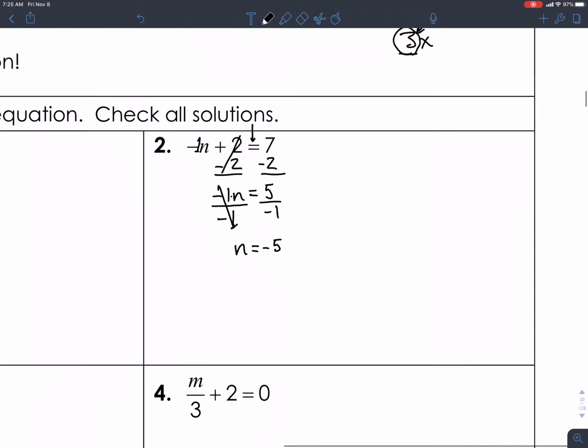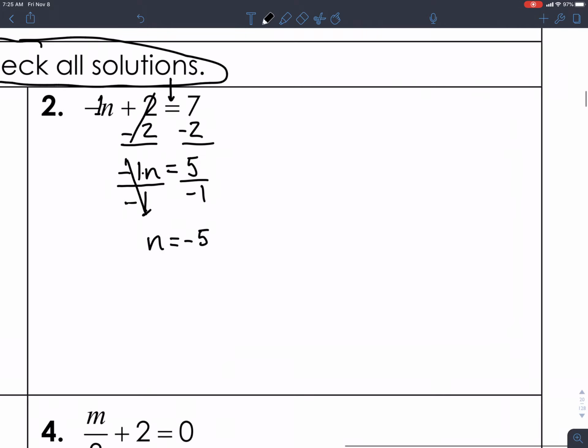Problem here, what's it say right here? Check all solutions. So let's take our answer and plug it in. So let's do this. I'm going to write a negative 1. I'm going to go ahead and rewrite the equation exactly as it is. Okay? Write the equation exactly as it was. Plus 2 equals 7. You have to be careful about writing your equations. You leave a sign out or make a sign wrong, you're going to probably get this thing wrong.